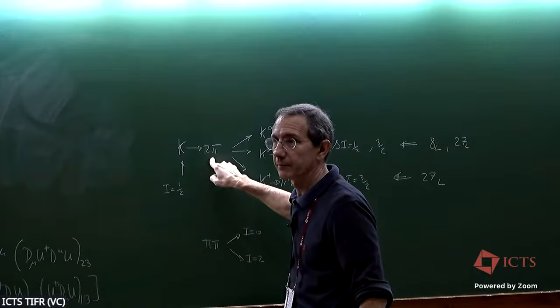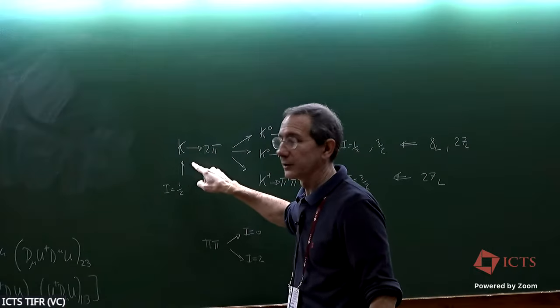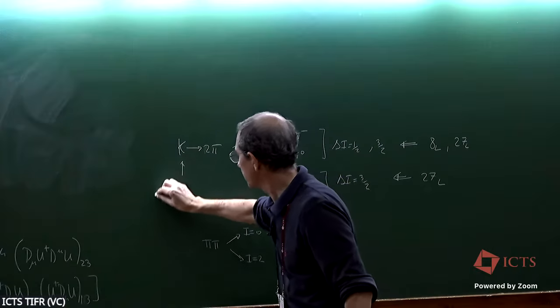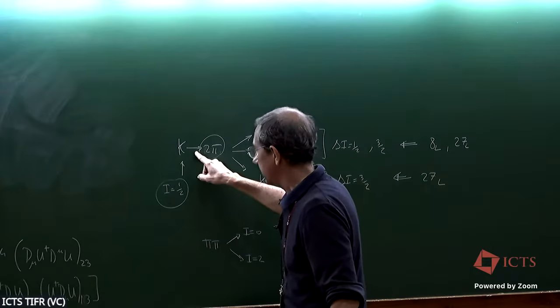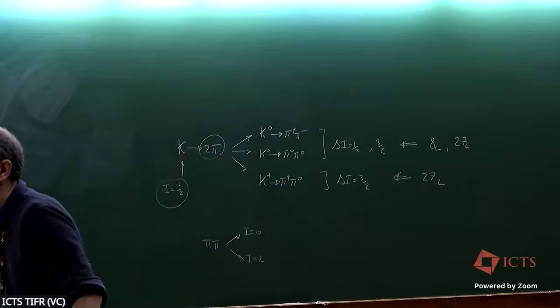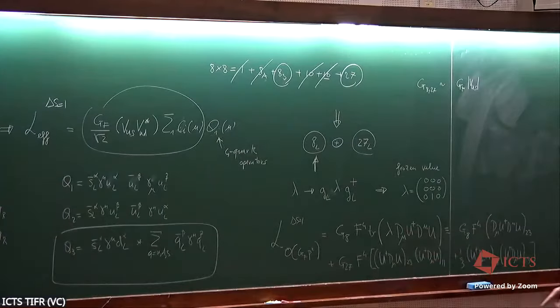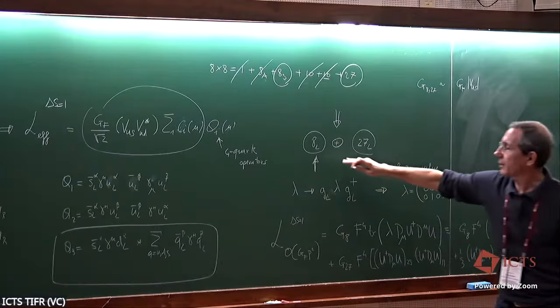Okay. Sorry, I'm going a bit fast. So here I have my initial state, which has isospin 1/2. My final state has isospin 0 or 2. What triggers the transition are these two objects here, these two operators. The two operators, I classify them here in terms of SU(3).